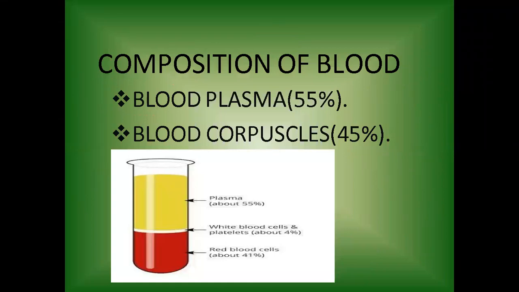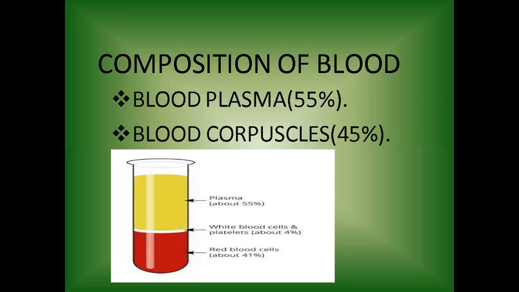Mainly in blood, there are two parts. One is blood plasma and another is blood corpuscles. Corpuscles means blood cells. Blood cells are 45% and blood plasma is 55%. Plasma is the liquid portion of the blood, and the granular portion is blood cells. And the color of the plasma is yellow.